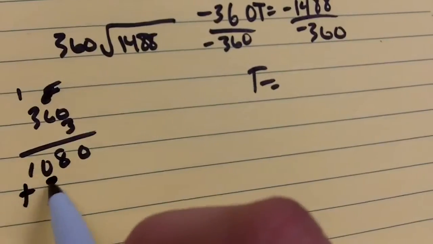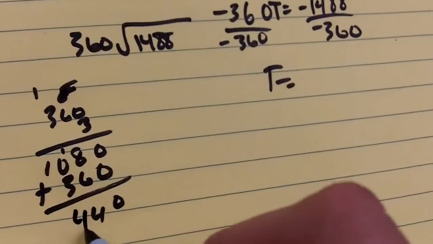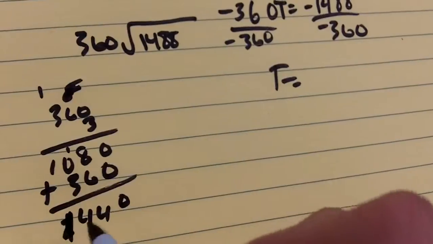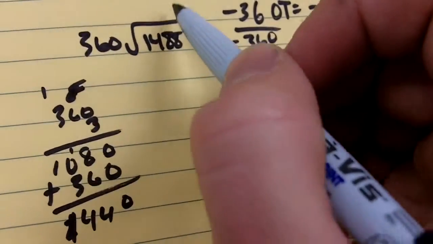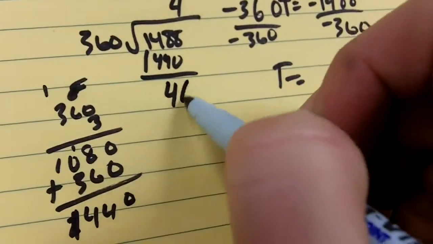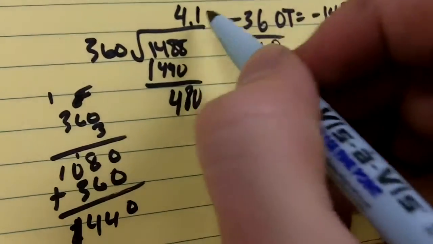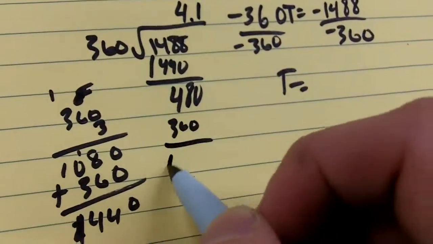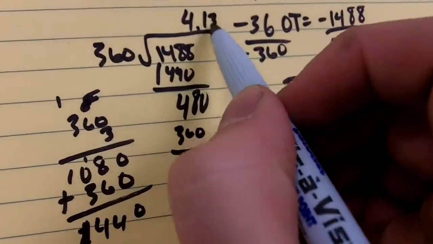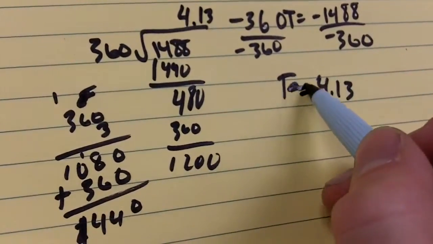If I add 360 to that, am I still below? Alright, so it's going to be about 4 times 360, which is 1,440, and I'm going to get 48 left over. 360 is going to go into 480 one time. Is it going to go into 1200 3 times? And now I'm just going to get a decimal. I'm not going to worry about it too much, but my T is 4.13 hours, so I'm going to say about 4 hours.